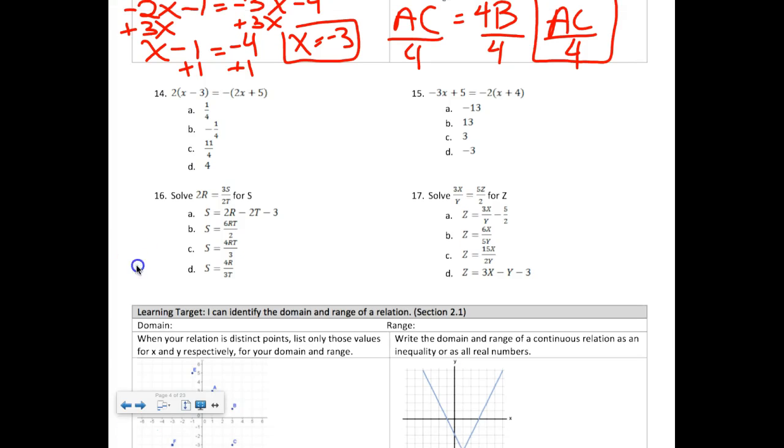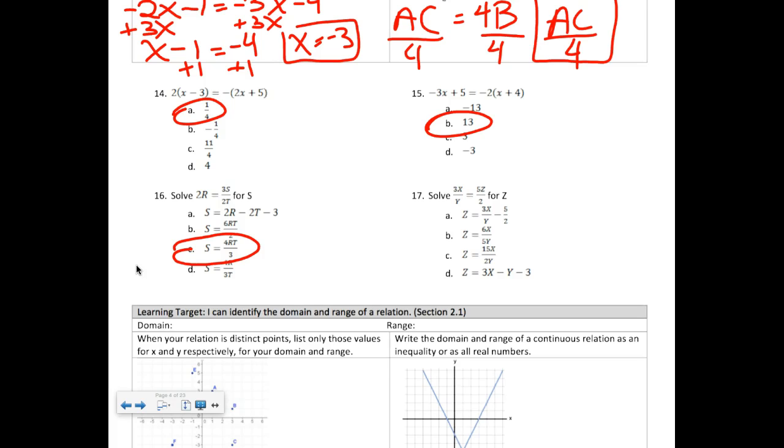All right, 14, I hope everybody distributed the 2, distributed the negative, and watched out for your negatives. And I hope everyone got A. Okay, I'll give you 15 real quick. The answer is going to be B. Okay. This one, very similar to the one that we did up there, so I'm hoping everyone got C. Is everybody okay with that one?